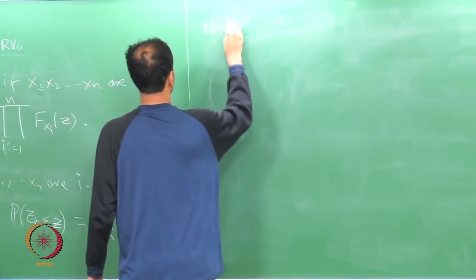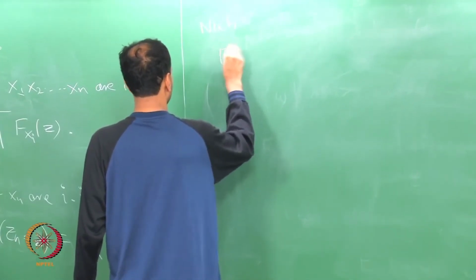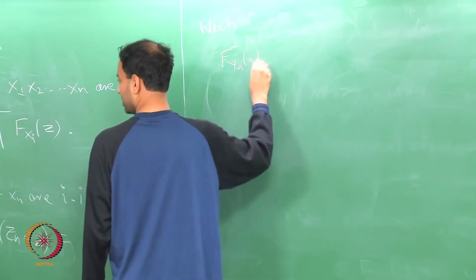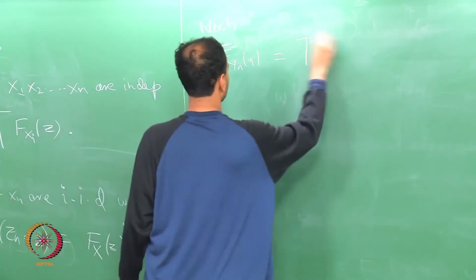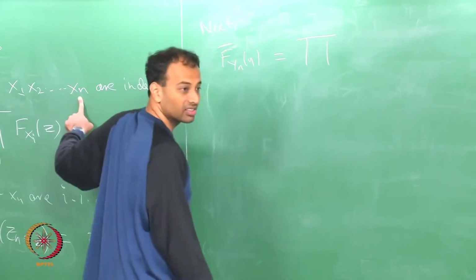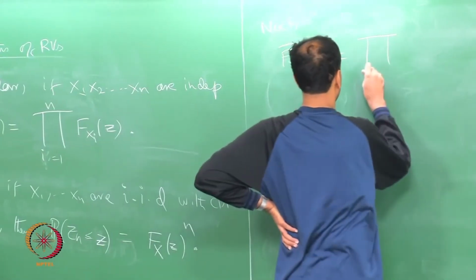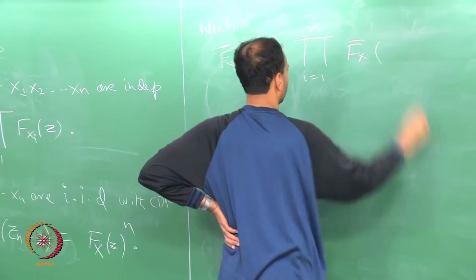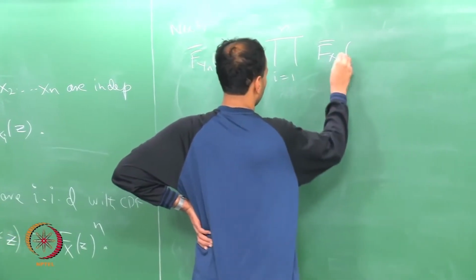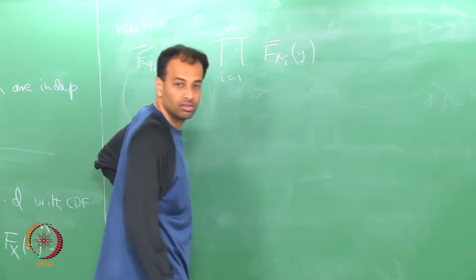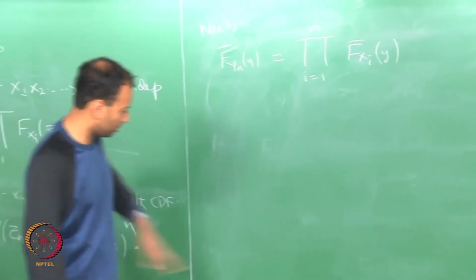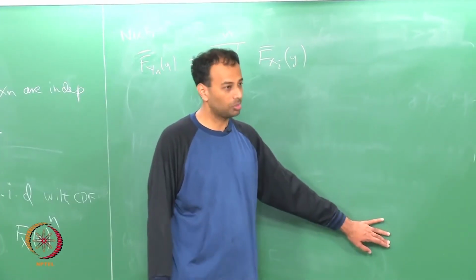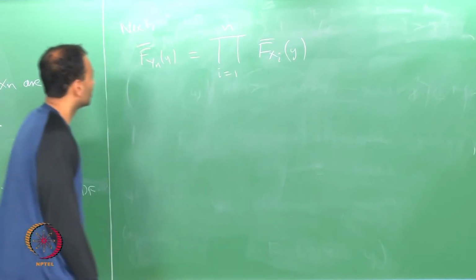Next, for the minimum we have F_{Y_n} bar of y is equal to the product. So, I am still with the independent case, okay. Product i equals 1 through n of F_{Xi} bar of y, correct. So, because of the formula I had here, the complementary CDF will also product out, right.